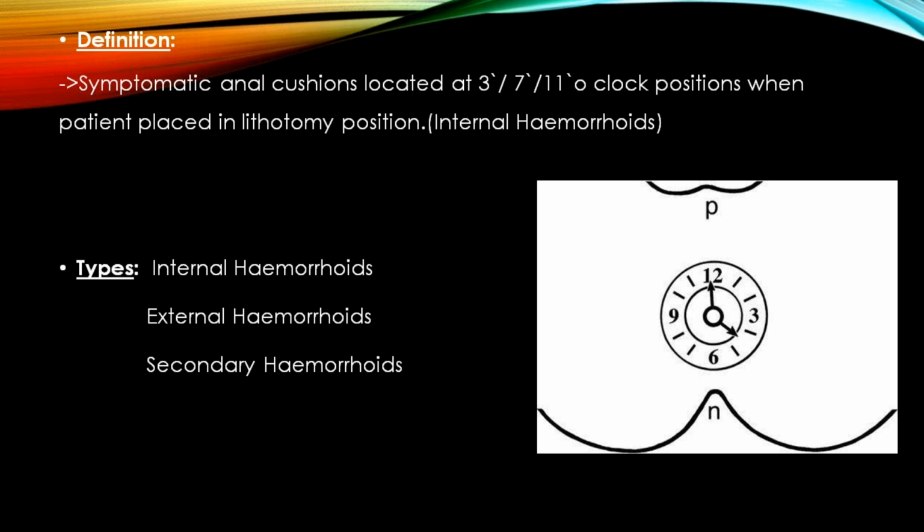Then what are secondary hemorrhoids? Secondary hemorrhoids are those which are located apart from the primary position. So if they are located between 12 and 3, it is a secondary hemorrhoid. If it is located between 3 and 6, it is a secondary hemorrhoid. If it is located between 7 and 9, at a 9 o'clock position, it is a secondary hemorrhoid. Secondary hemorrhoids have a specific cause. I will tell you about it later, in the coming slide.